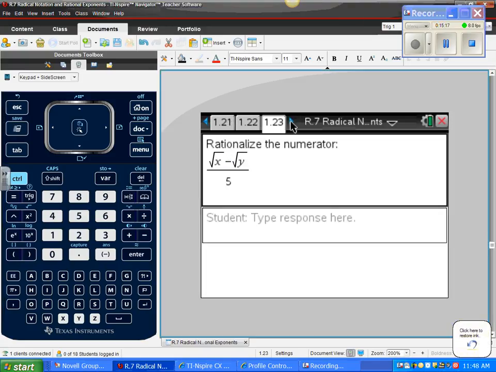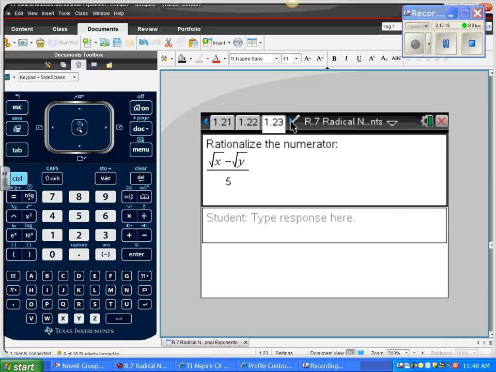So we're going to rationalize the numerator. So we're going to multiply by the conjugate. The conjugate of square root of x minus square root of y is the square root of x plus the square root of y. Remember, you're multiplying by 1, so it has to be the same in the numerator as the denominator. All right, so what we have to do in the numerator is FOIL. Okay, square root of x times square root of x is square root of x squared, which is x. Square root of x times square root of y is square root of xy. Negative square root of y times square root of x is negative square root of xy. And negative square root of y times square root of y is negative square root of y squared, which is y.